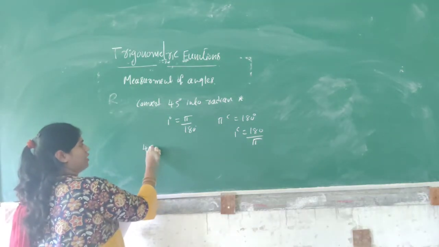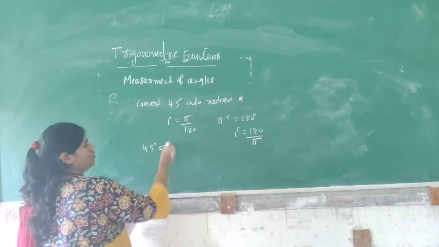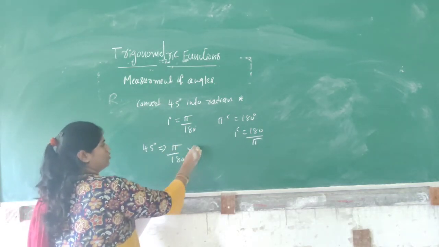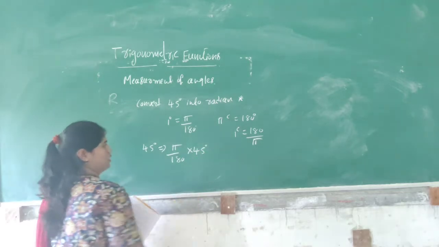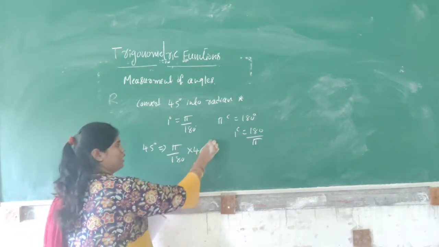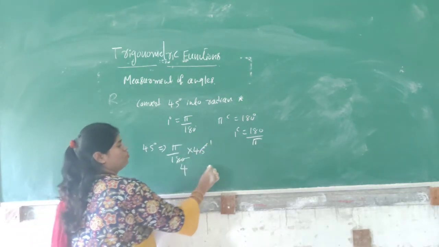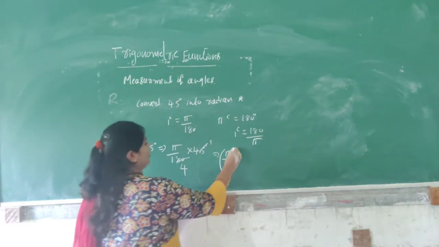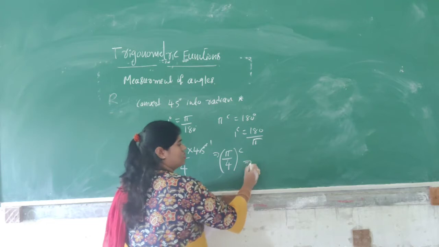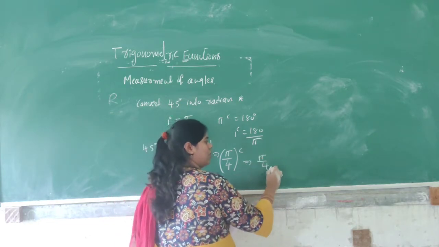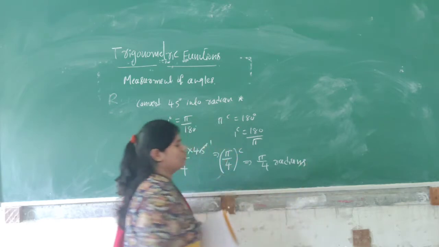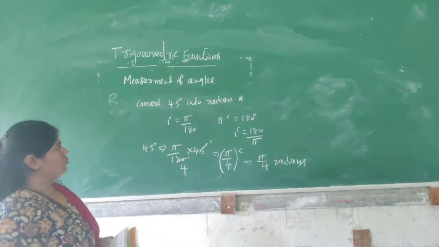So 45 degree can be written as, I use this formula, pi divided by 180 into 45 degree. So 45 one times and this one is 4 times. So it is equal to pi by 4 radians. Like this also you can use pi by 4 radians. You can use like this also.